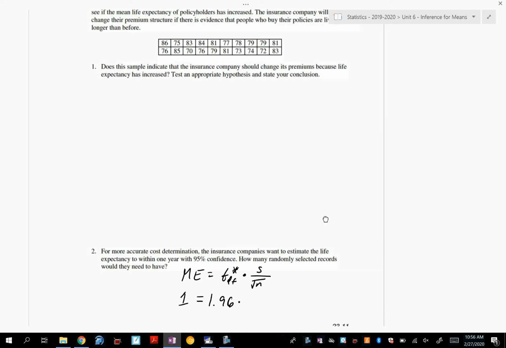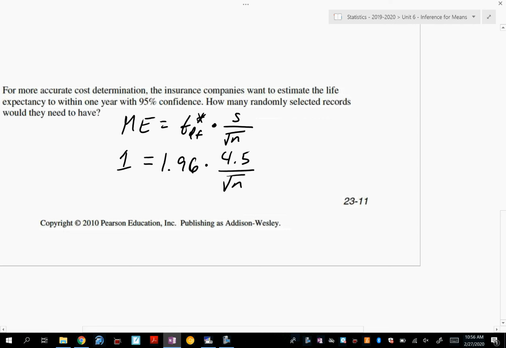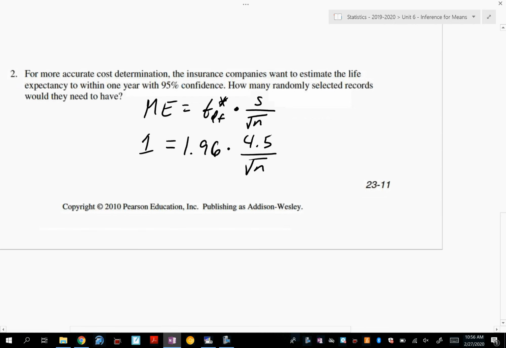Yes, the standard deviation is 4.5. So I went to my calculator and found the sample standard deviation. It was 4.5 years. So I plugged that in for S.